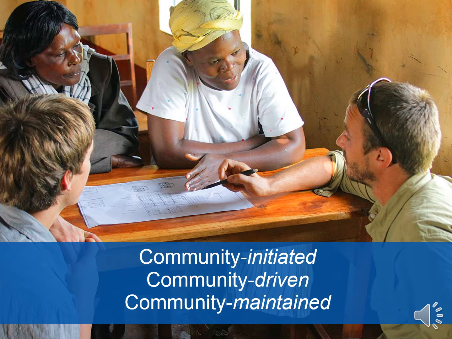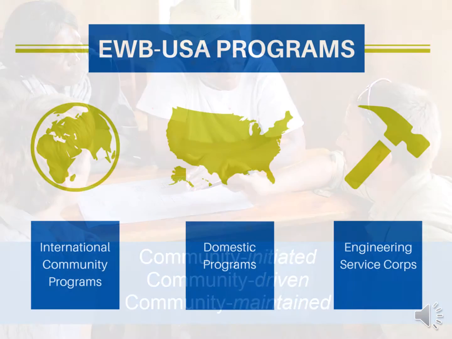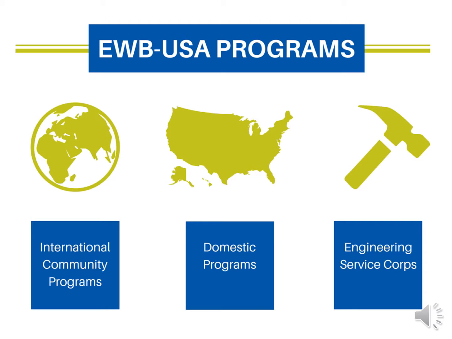The chapter must work with the community to implement projects within a program that can be sustained by the community in the long term. The community must also prove that they have the financial, administrative, technical, labor, and material resources available to operate and maintain the installed facilities without outside assistance. Our model of development is delivered through the International Community Programs, Domestic Programs, and Engineering Service Corps program. Underlying these three programs is education, which is the second part of our mission to build stronger global leaders.